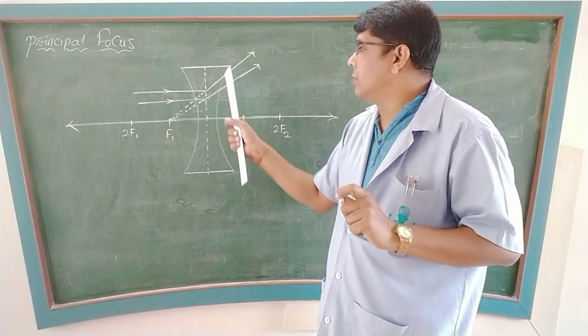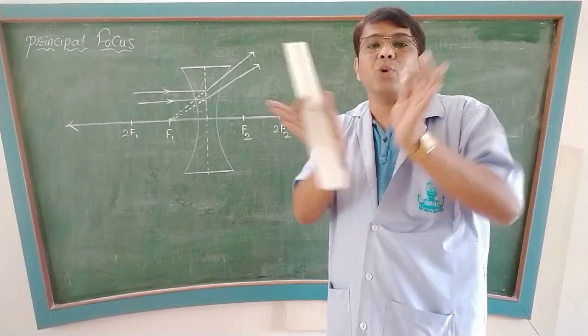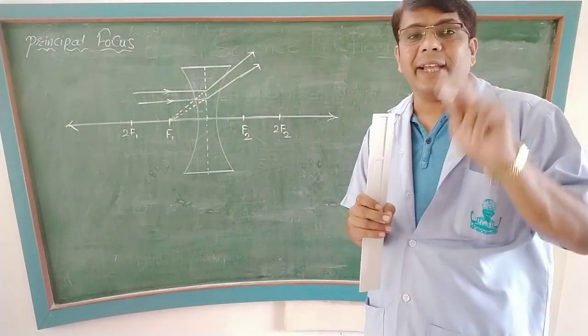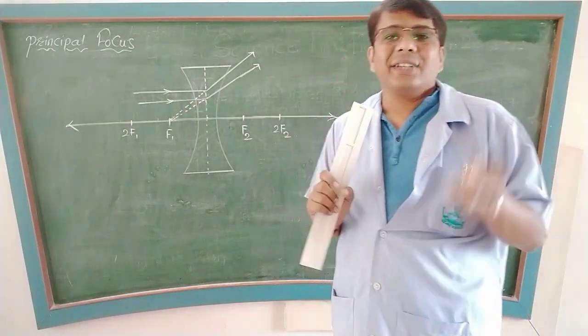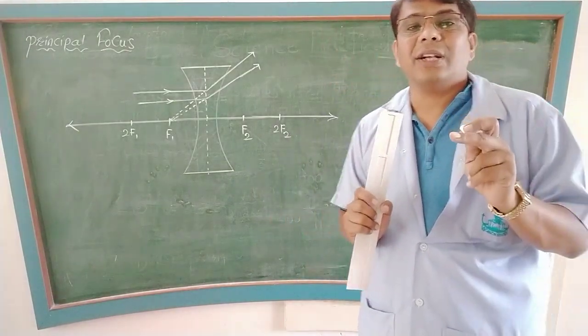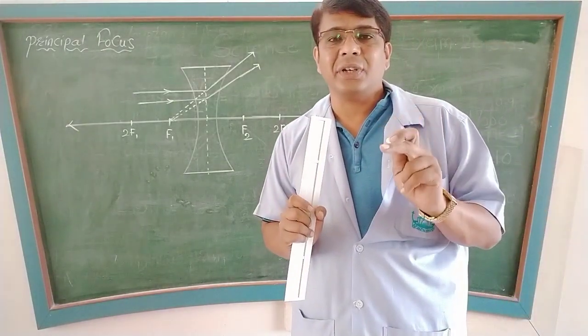Here you can see rays of light after refraction move apart from each other, which means they diverge from each other. Hence, concave lens is also called diverging lens. Concave lens is also called diverging lens. Okay, thank you.